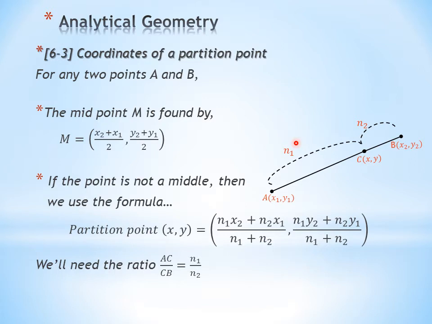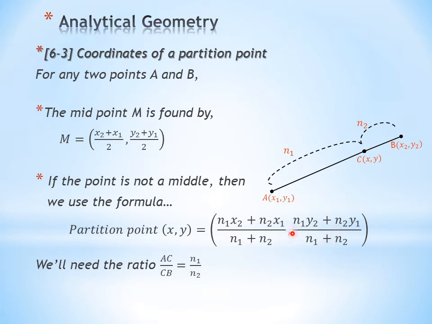So I will say that the partition point equals, see that the denominator is the same, N1 plus N2. The numerator is also getting x2 plus x1, but both are multiplied by N1 and N2. See, this is N1, N2. The denominator here is the same, N1 plus N2, and the numerator is y2 plus y1, also multiplied by N1 and N2. That's to be easy for you.